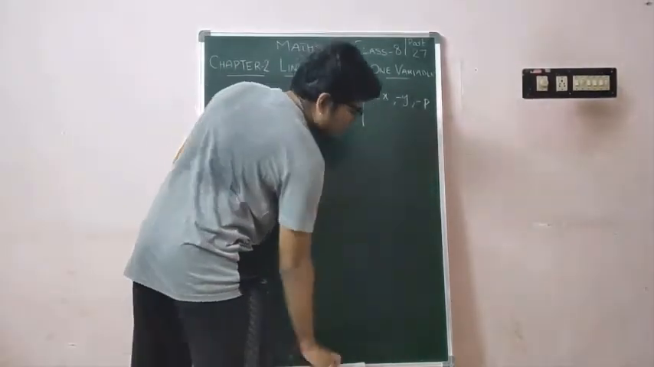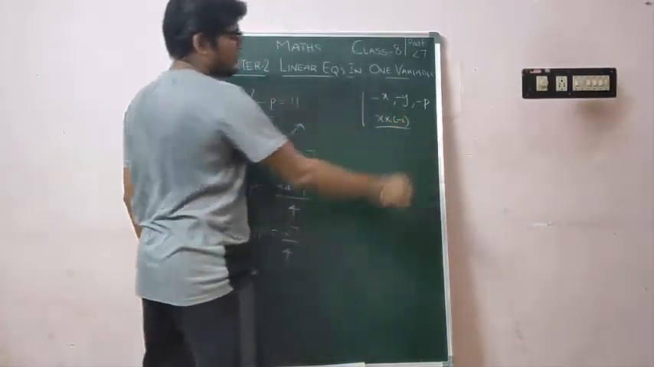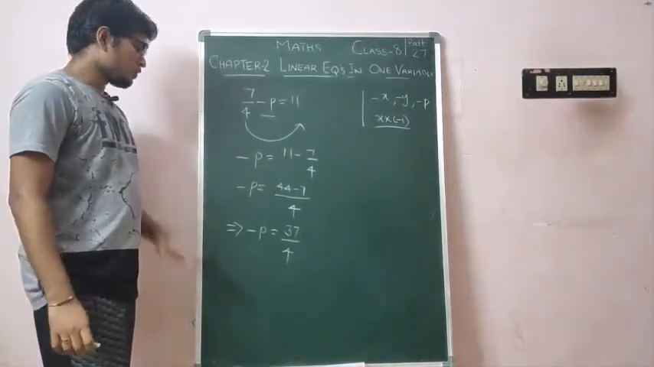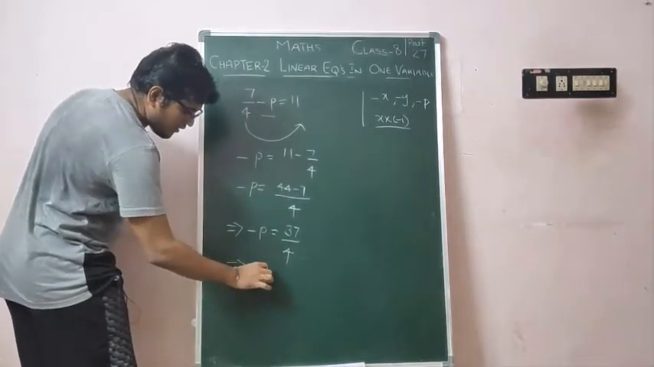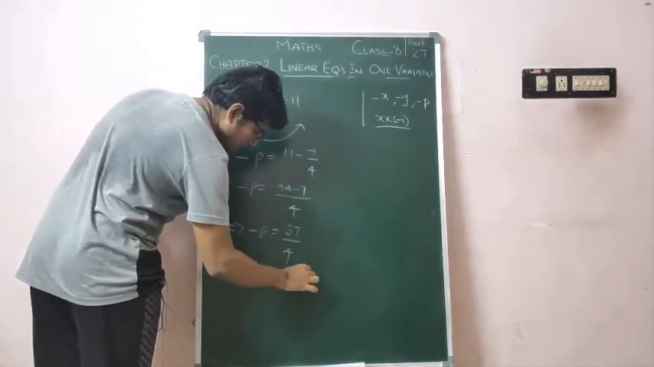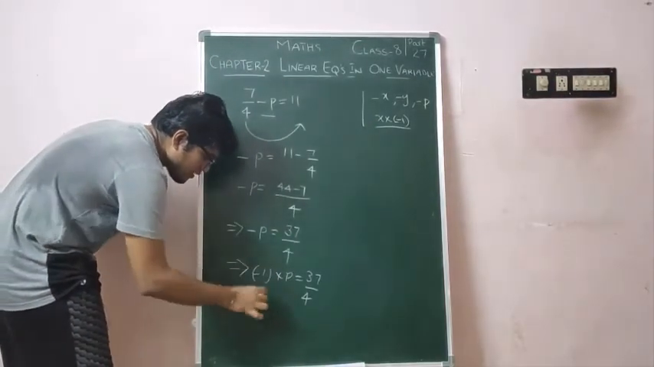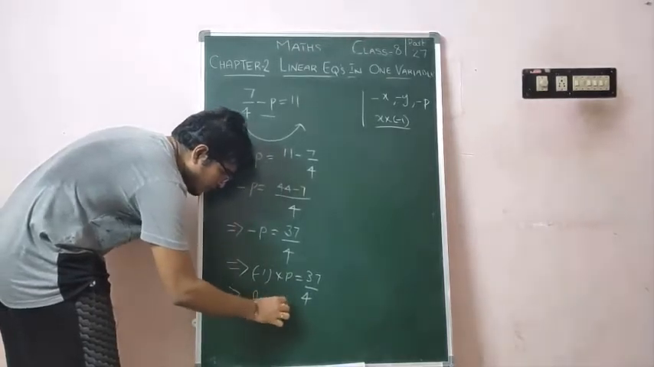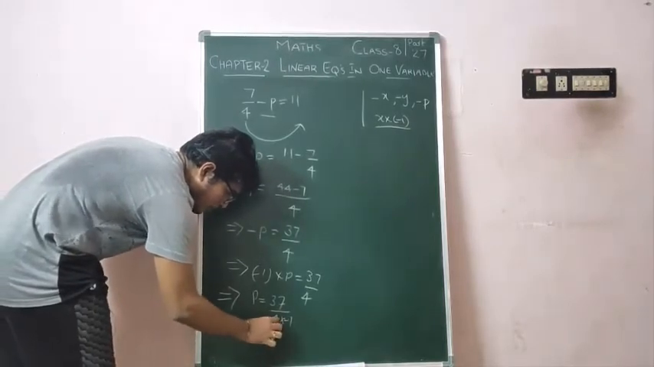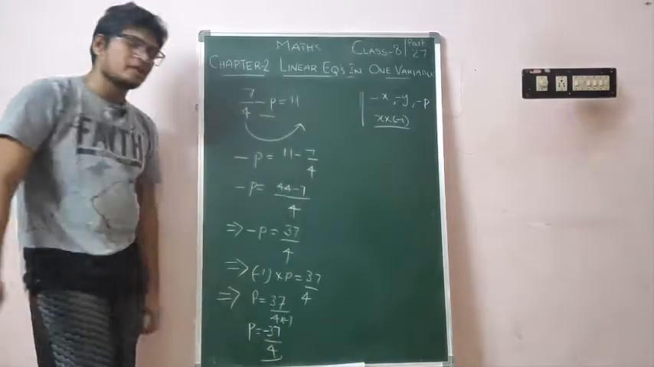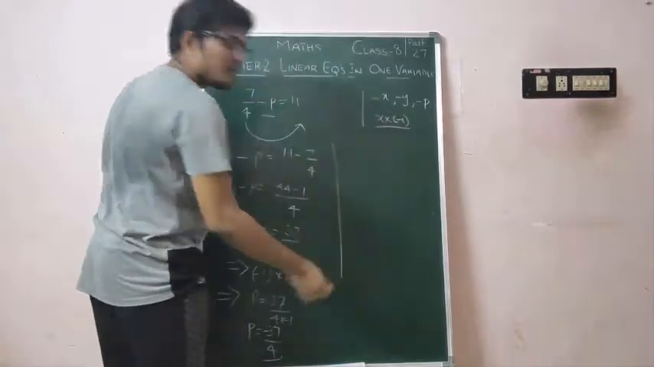So, why did we discuss all this? Minus x is nothing but x into minus 1. Minus b is nothing but minus 1 into b. So in the equation, minus b equals 37/4, we multiply both sides by minus 1, and the denominator stays as it is. So what is the value of b? b is minus 37/4.